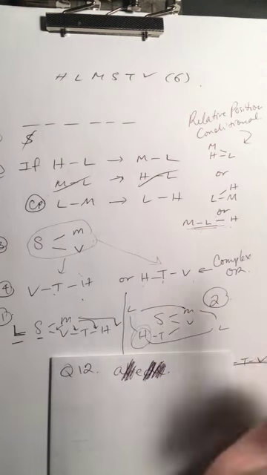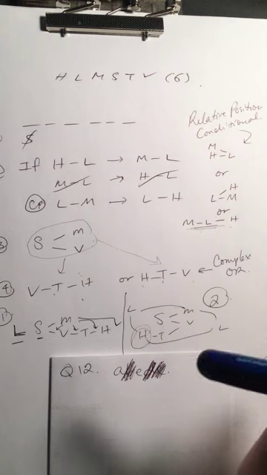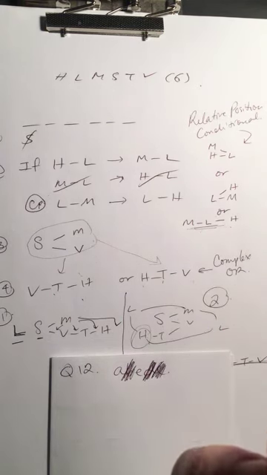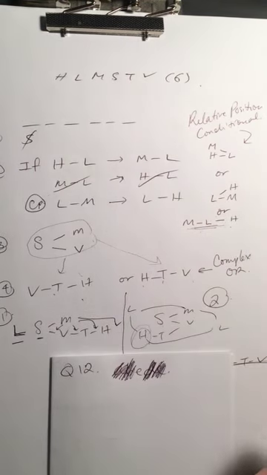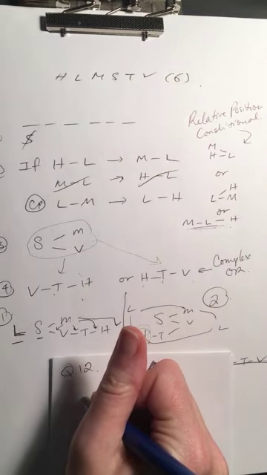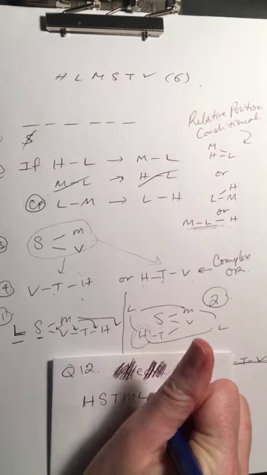So if H is before L, then M also has to be before L. In A we have H before L, but we don't have M before L. So A fails. But in C we have H before L and M is also before L. So let's write this one out: H, S, T, M, L, V.